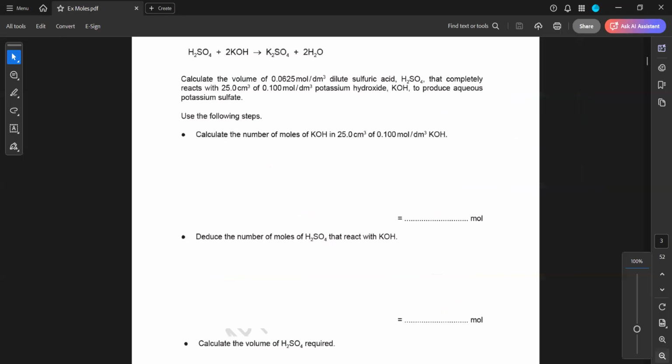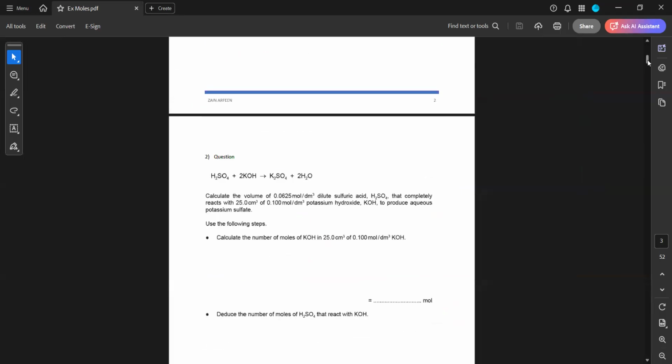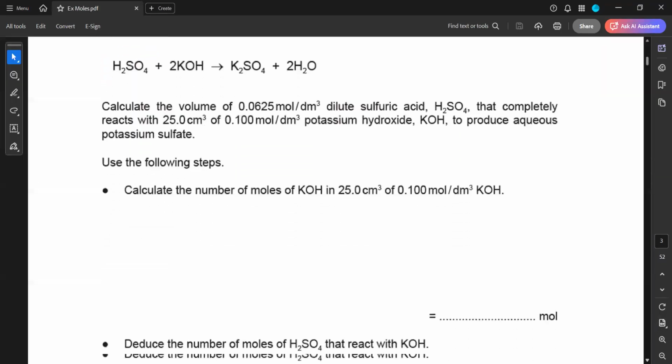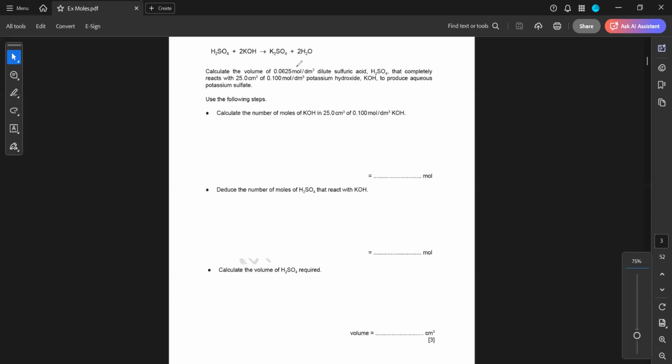The next question is related to the moles. The question is: calculate the volume of 0.0625 moles per decimeter cube of sulfuric acid. So this is a concentration, which completely reacted with 25 cm cube of 0.100 mole per dm cube potassium hydroxide. Use the following steps. Calculate the number of moles of KOH. We have the volume and we have the concentration.